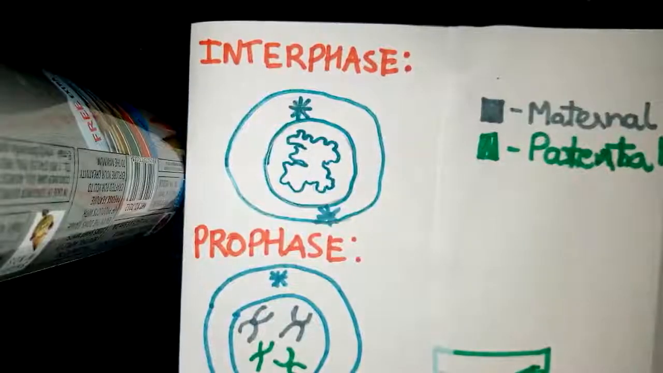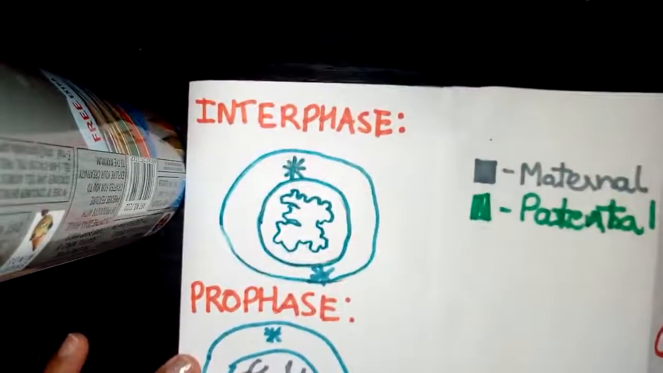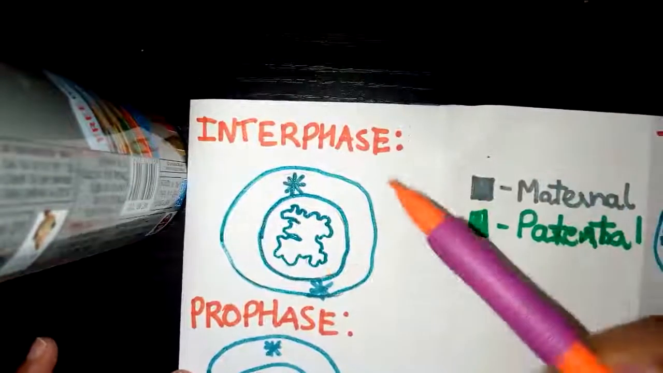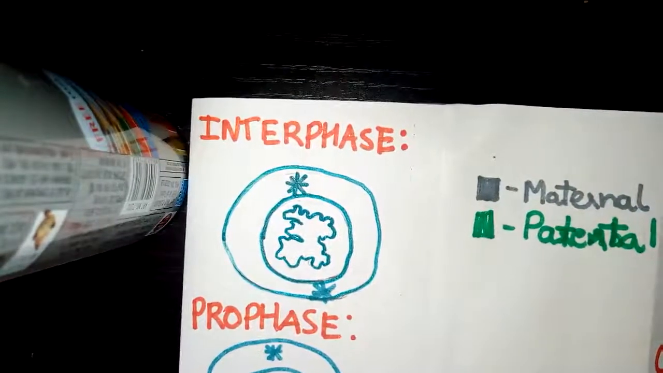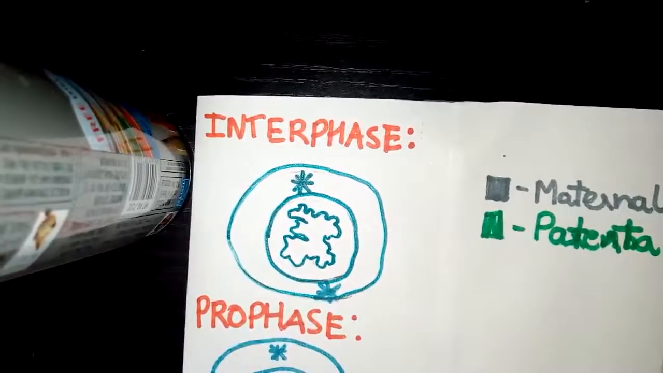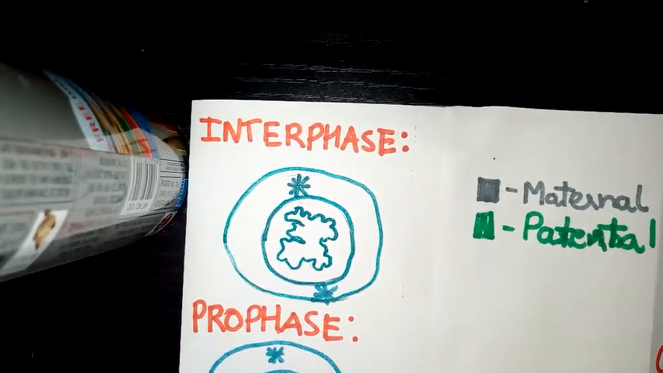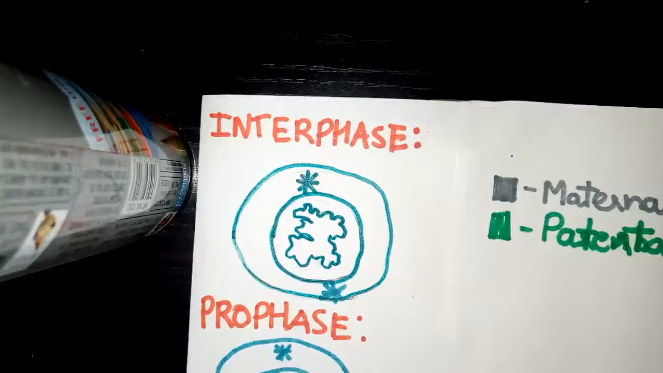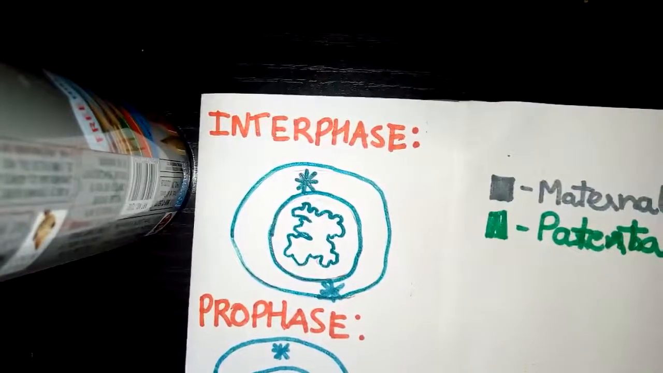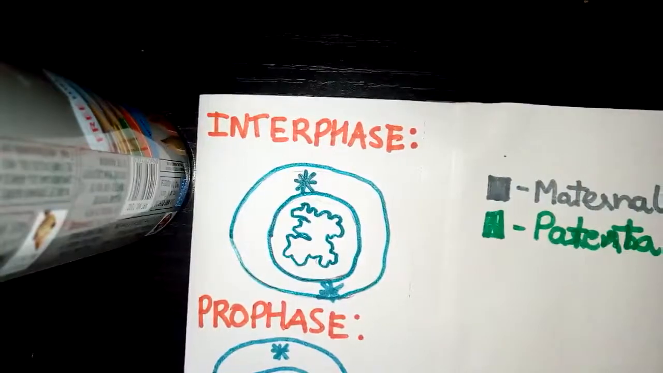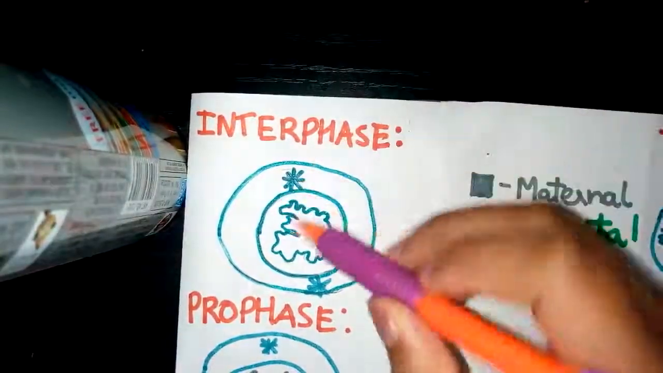So the first phase is interphase. As you see, I just drew them. In interphase, 90% of the time the cell is in interphase, because if your cell kept dividing, it would be rapid growth. It's like out of control. It's kind of the main reason for cancer. Not talking about it now.